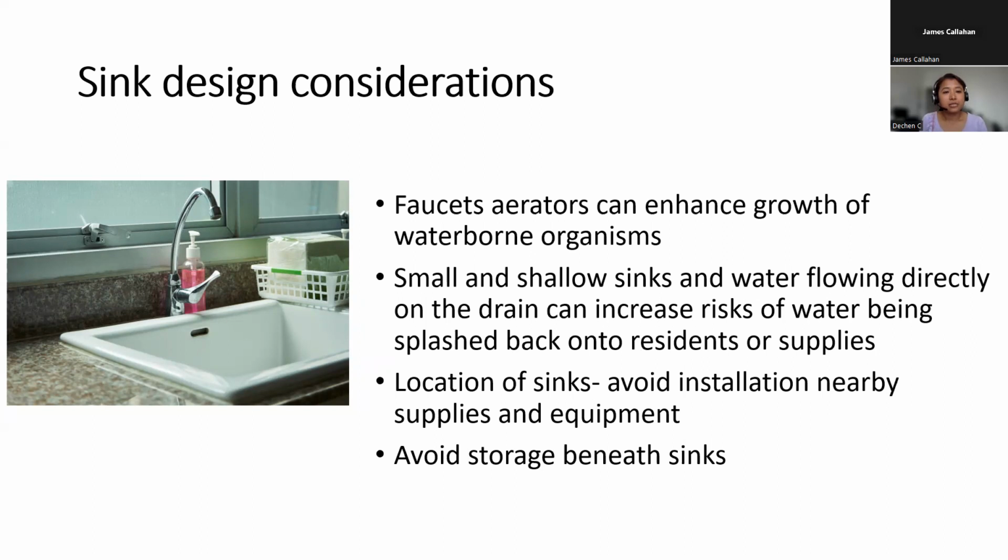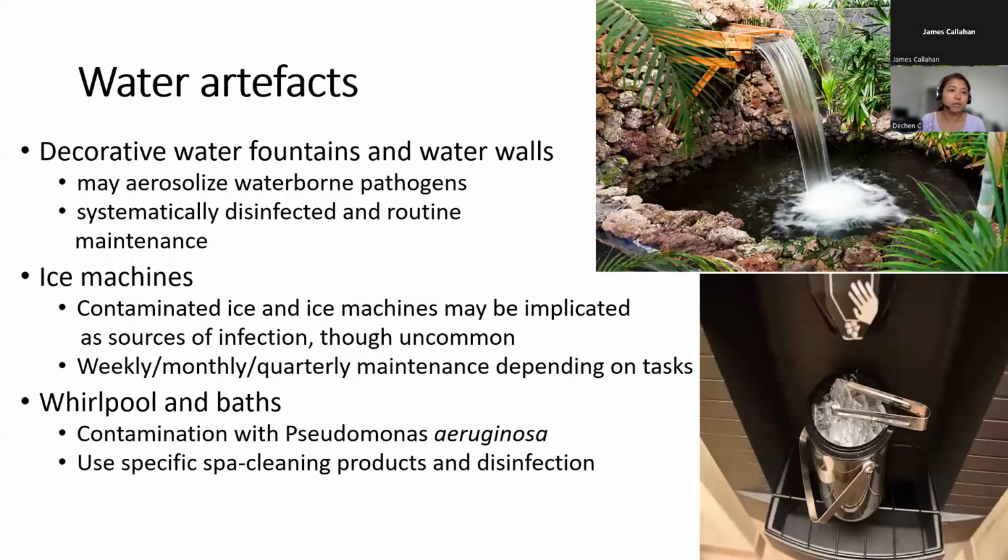Outbreaks related to sinks have shown that contaminated water was splashed onto supplies that were stored 1 meter away from the sink. If storage cannot be avoided next to the sink, items that are stored should be non-porous to resist fungal growth, and areas beneath sinks should not be used for storage to prevent contamination to stored items from potential leaks that may happen.